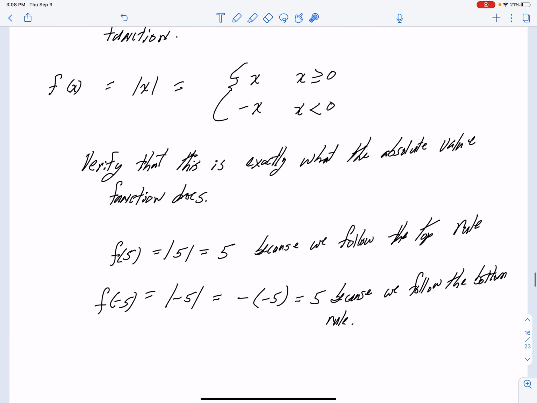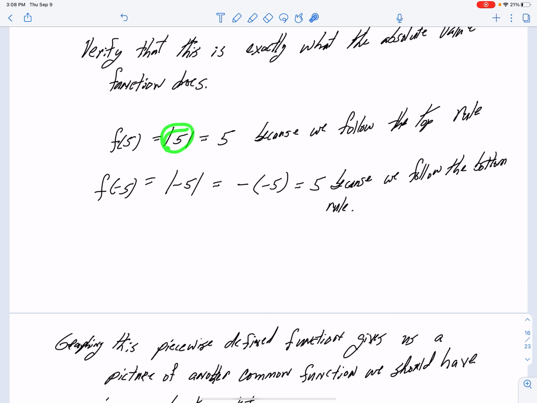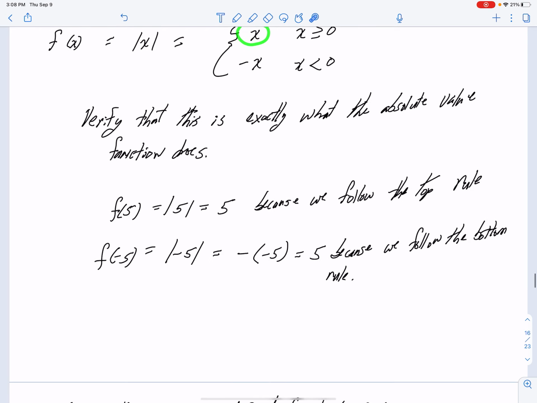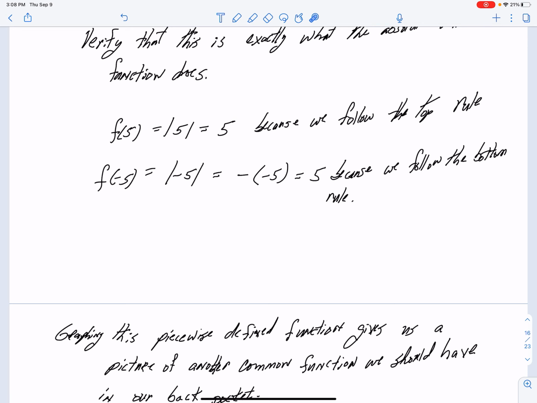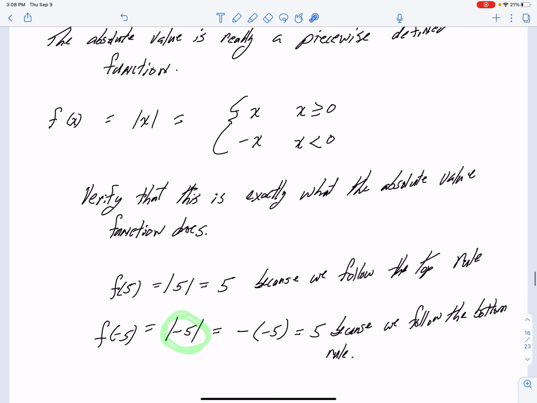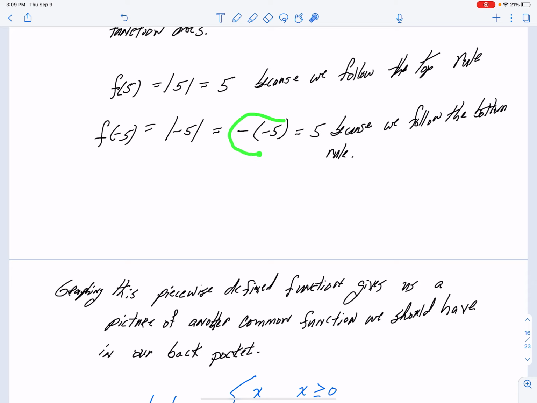So let's verify that in fact that's the rule that's happening. So again, if I stick in a 5, that 5 is greater than or equal to 0. I just get the same thing back, so I just get 5 back. But if I stick in a minus 5, then since minus 5 is less than 0, what I get out is minus a minus 5. And what is minus a minus 5? The answer is 5. And isn't that the value you get out? The absolute value of minus 5 is 5.